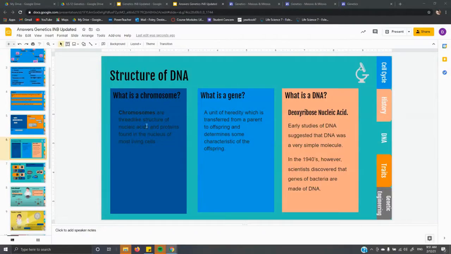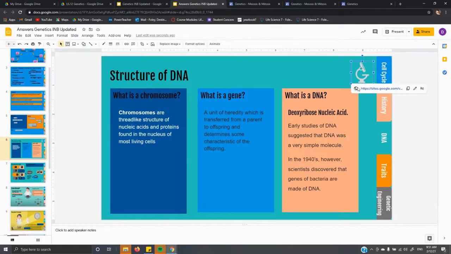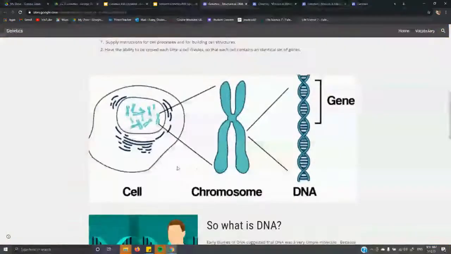Slide 6 is just the differences between chromosomes, genes, and DNA. So, chromosomes are a thread-like structure of nucleic acids and proteins found in the nucleus of most living cells. Let me change this text color. So, okay, chromosomes are thread-like structures of nucleic acids. I will show you the picture that is on the website. It makes a lot more sense if you do.